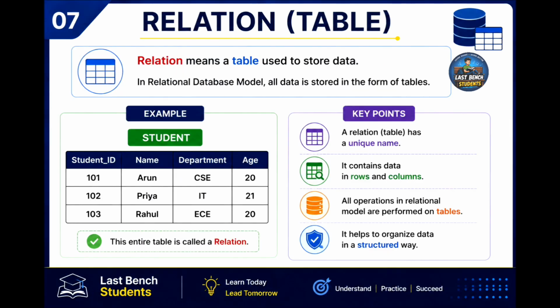A relation is simply a table used to store data in a relational database model. Each relation has a unique name and contains data arranged in rows and columns. In this example, the entire student table represents one relation. All database operations are performed on these tables to organize and manage data efficiently.